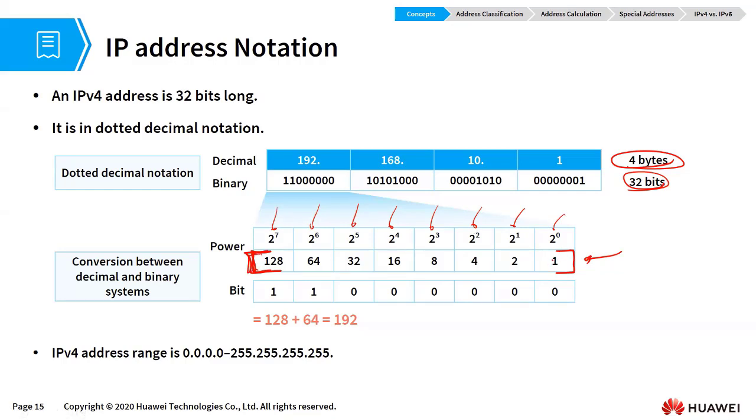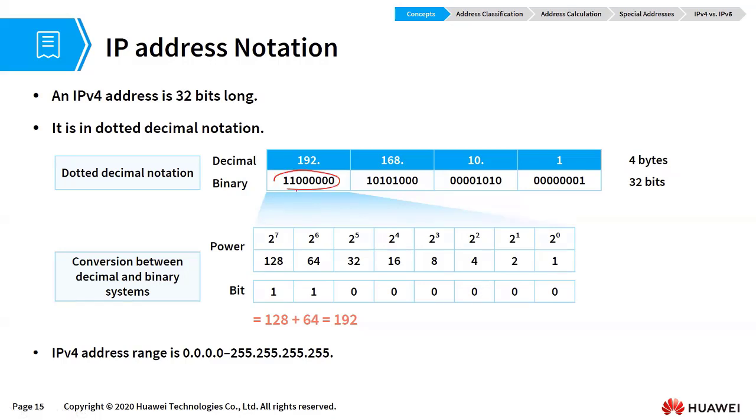The results are 1, then multiply 1 by 2 to get the next one, 2, multiply 2 by 2 to get the next one, 4, multiply 4 by 2 to get the next one, 8, multiply 8 by 2 to get the next one, 16, multiply 16 by 2 to get the next one, 32, multiply 32 by 2 to get the next one, 64, multiply this by 2 to get the next one, 128. Once you have these 8 numbers, you're done with your conversion.